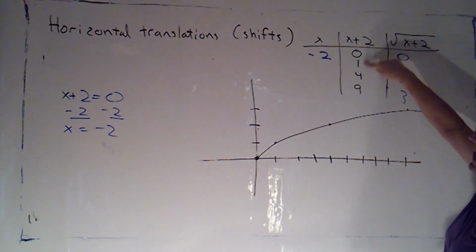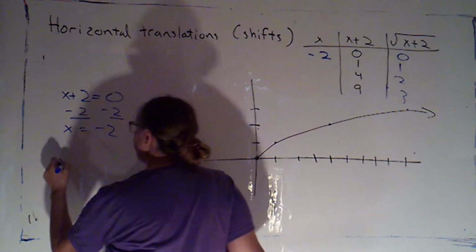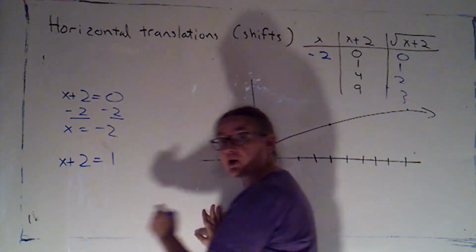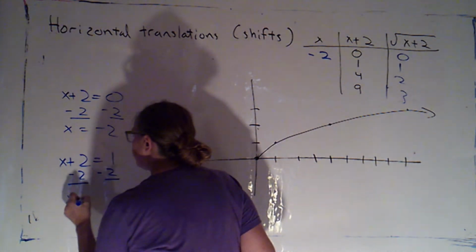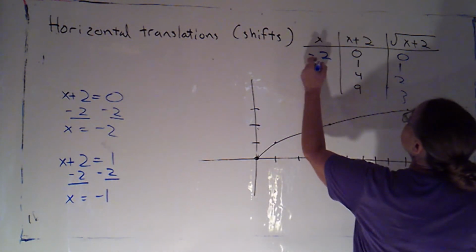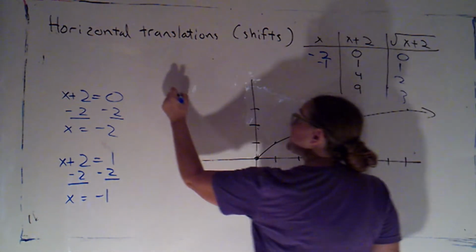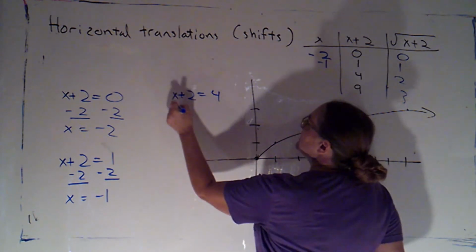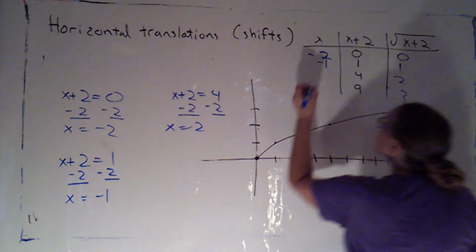Here, this is saying x plus 2 is going to equal 1. Well, if x plus 2 is equal to 1, to solve for x, I'm going to subtract the 2 over, and I'm going to get x equals negative 1. Here, we're saying that x plus 2 is equal to 4. So we can subtract the 2 over, and so x is 2.